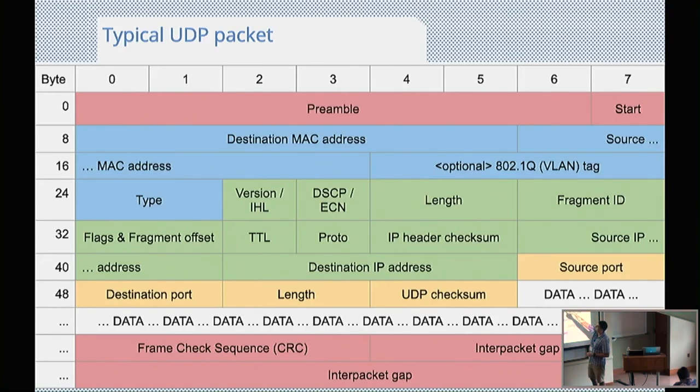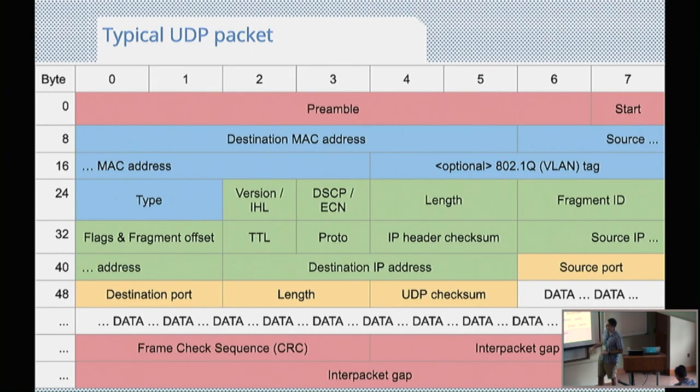And then there's a destination MAC address. We'll talk about source and destination MAC addresses in a little bit. There are optional VLAN tags. So that is layer 2. Then we get to layer 3, these green bits, and there are many more fields here. But here we're talking about IP addresses. And then we get to layer 4. In this case, it's a UDP packet, so it's a very thin wrapper. Then there's the actual data.